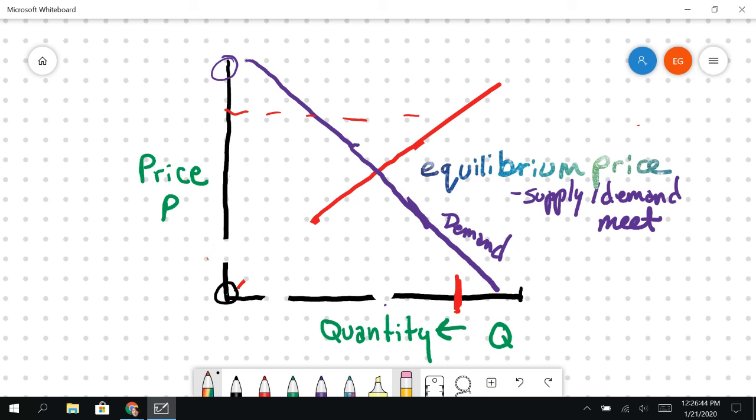So using this type of graph, you can directly see where supply meets demand and where the equilibrium price is.